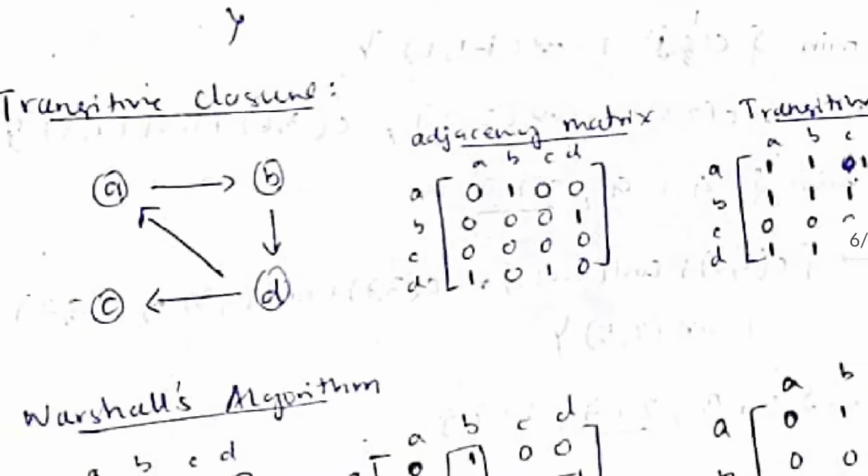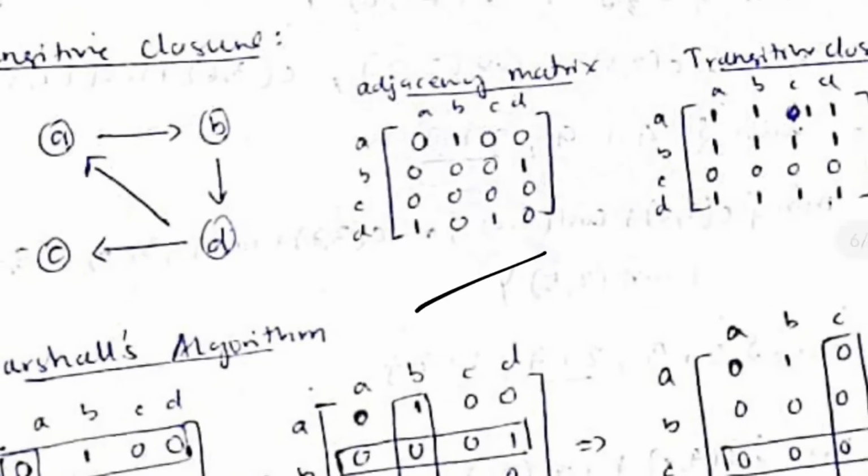And transitive closure means it's the same as the adjacency matrix, but here I'll be checking if I can travel from one point to another point. Consider any two points, A to B. I can travel from A to B, yes, so I'll be writing 1 there. Next I will consider A to D. Can I travel from A to D? Not directly, but indirectly I can travel. So A to D can be traveled, and I'll be marking it as 1.